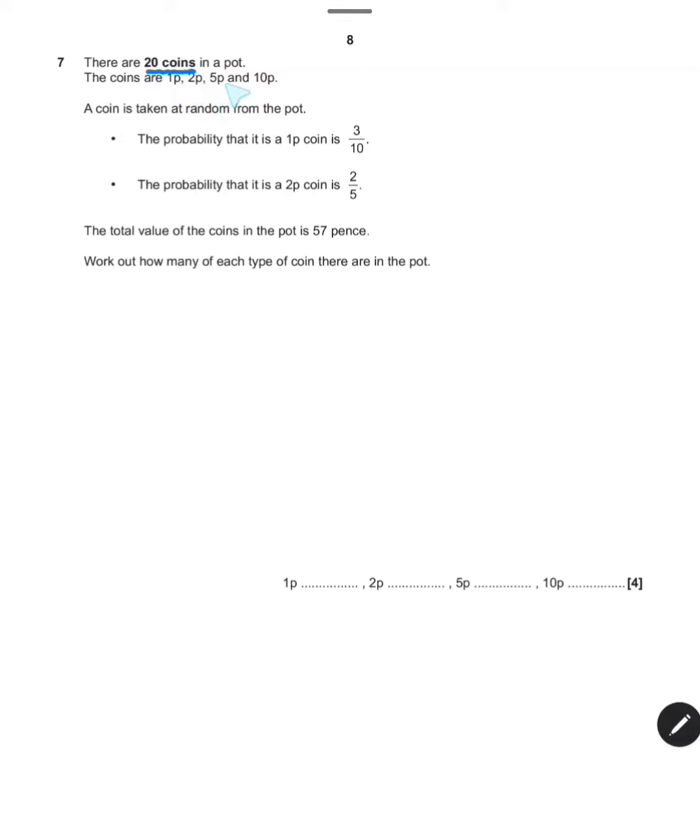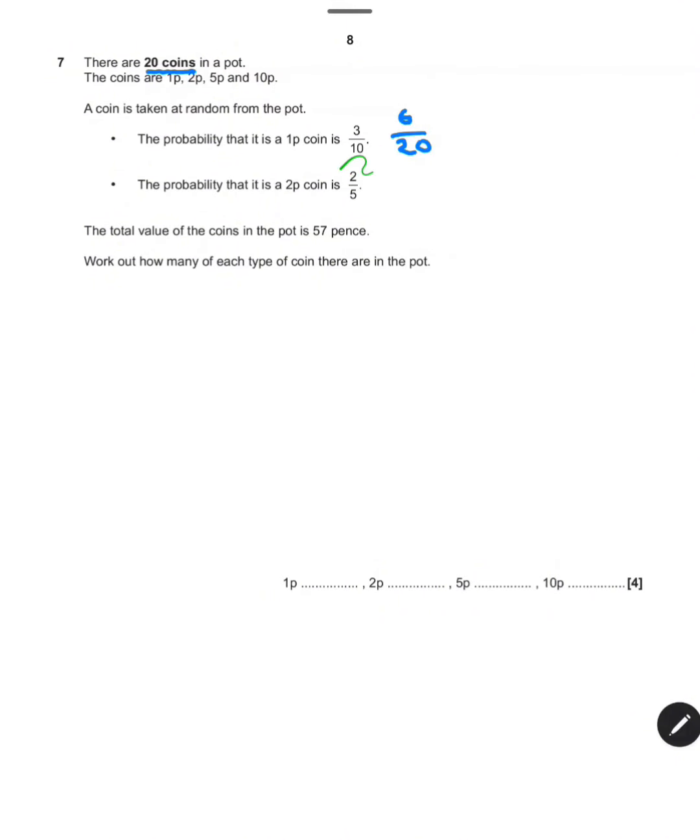We've got 1p's, 2p's, 5p's and 10p's, and then it talks about probabilities. Well, the probability is saying 3 out of every 10 coins is a 1 pence. There are 20 coins. So if I double the bottom of that fraction and double the top, that is telling me now that 6 out of the 20 are 1p coins.